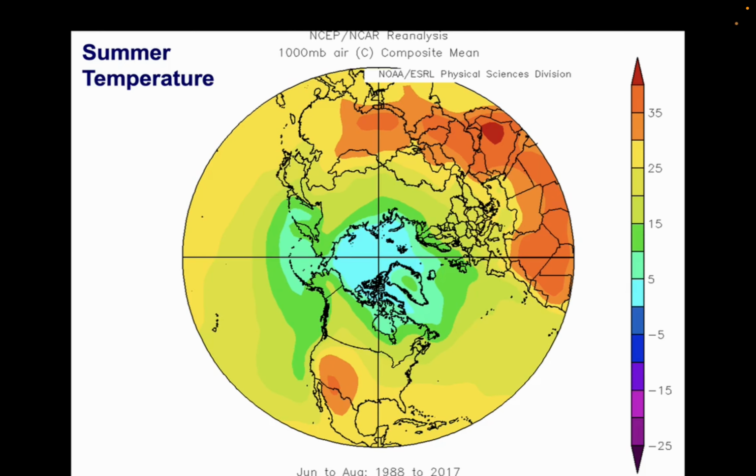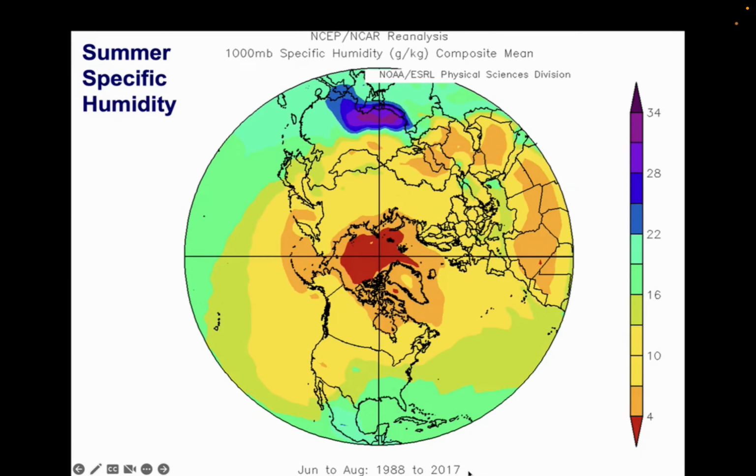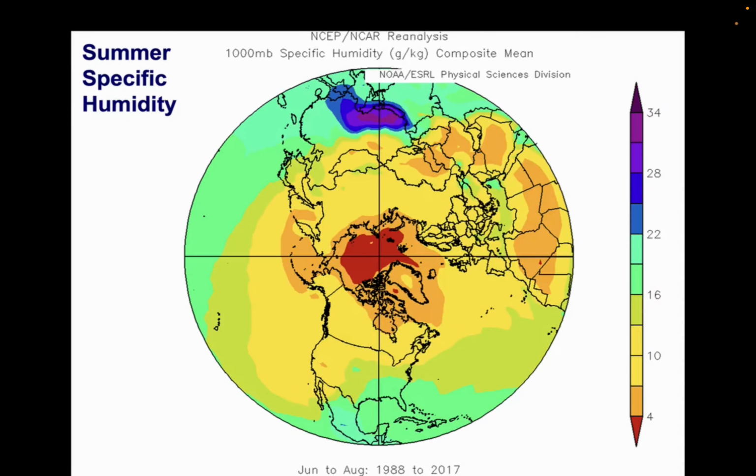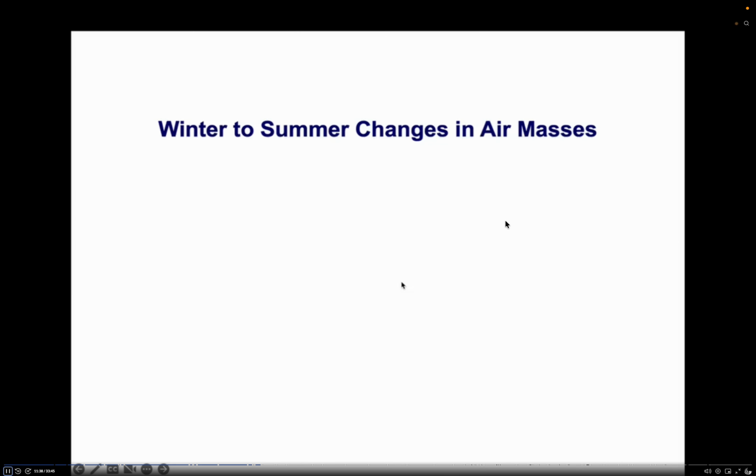If you look at summer temperature changes, for instance, I'm showing you here data for June to August, averages from 1988 to 2017. What you see here is that during the summer season, temperatures are much warmer, and the specific humidity is also much higher compared to the winter season, because there is a lot of moist maritime tropical air dominating large areas of the United States.